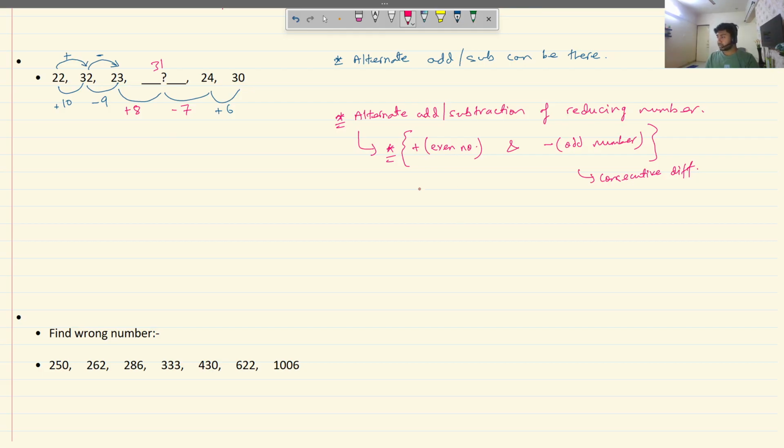An extension of this logic can be just the opposite of this, or the vice versa: negative of even number, that goes without saying, and positive of odd number. That can be another logic. That the vice versa.